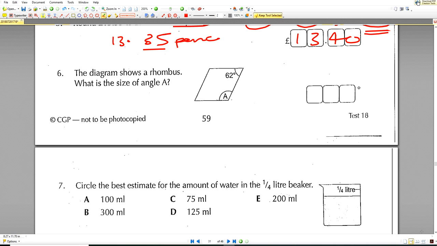Question number 6. The diagram shows a rhombus. What is the size of angle A? Now these two angles here will add up to 180 degrees. So we need to do 180 minus the 62 to give us the missing angle, which is A. So that will give us 118. Let's move on.